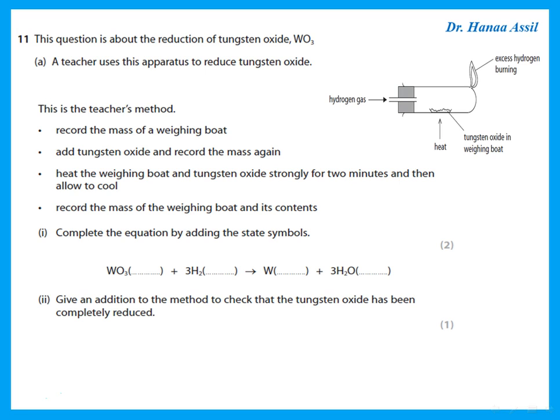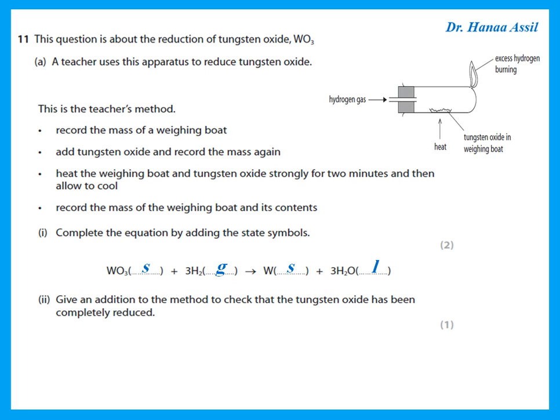And the first question says, complete the equation by adding the state symbols. So, what do you think is the state symbol of the tungsten oxide? This is something that he was weighing in a weighing boat, so obviously this is a solid. Hydrogen is a gas. What is tungsten alone? Tungsten is a metal, so it's a solid. And water, of course, is a liquid, or you could regard it as water vapor. In that case, you can write g.